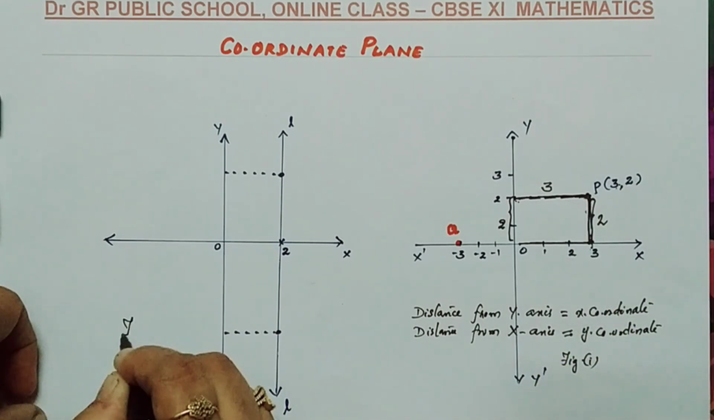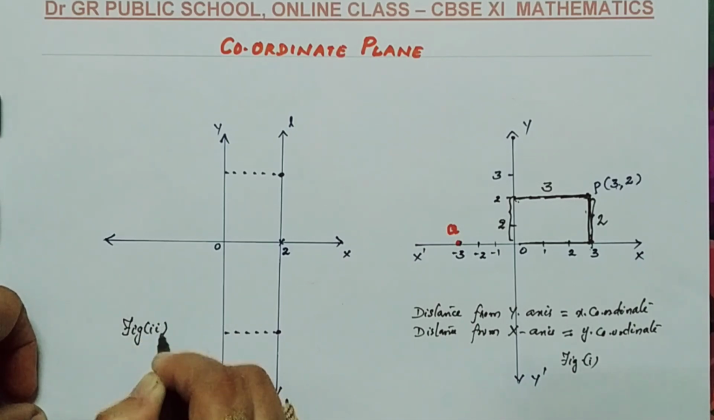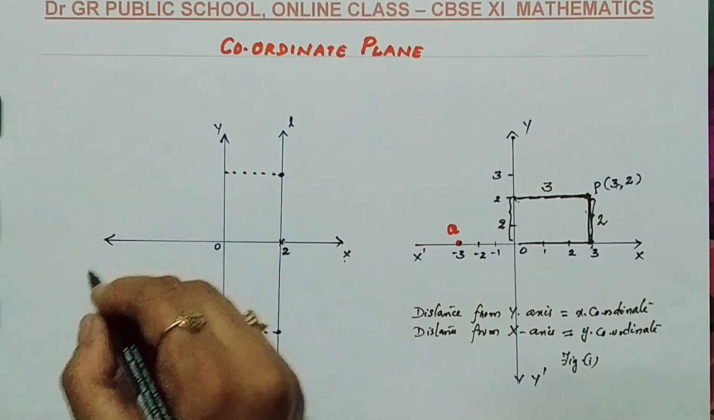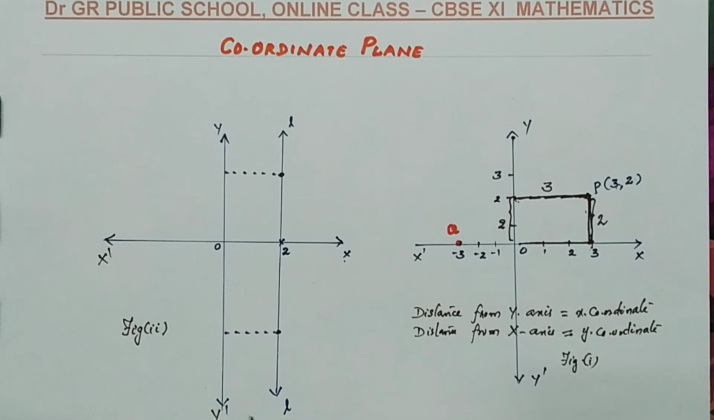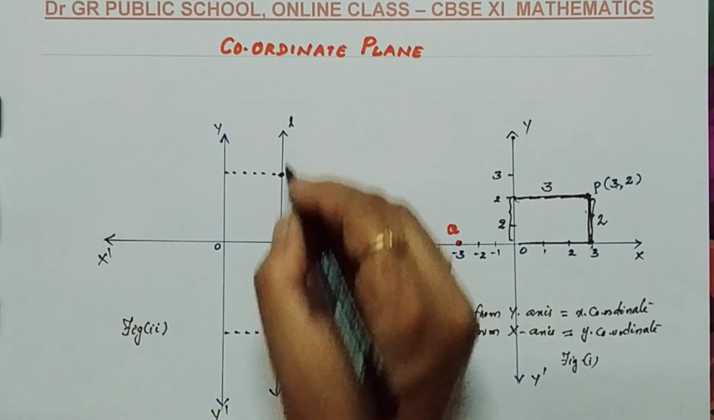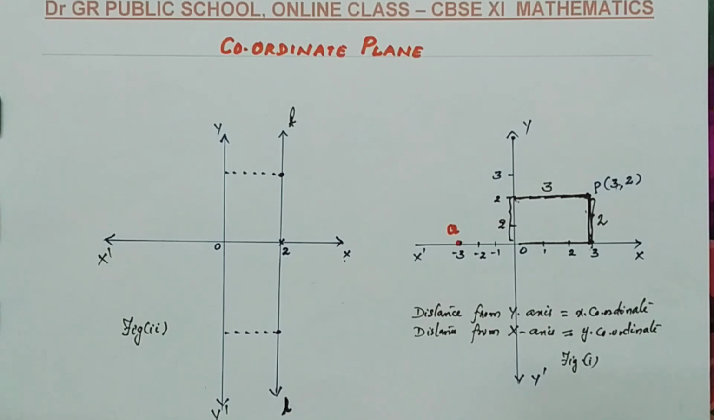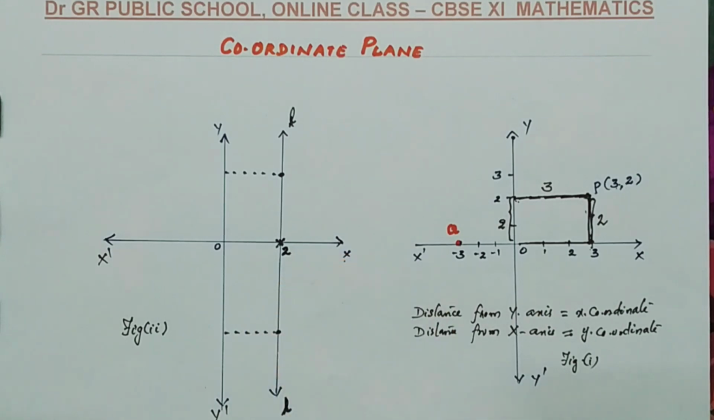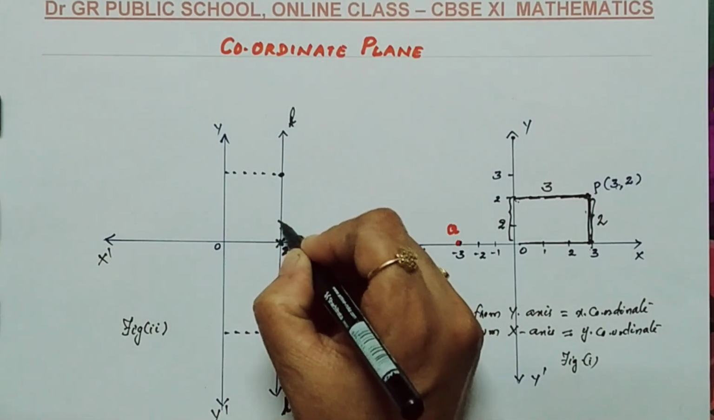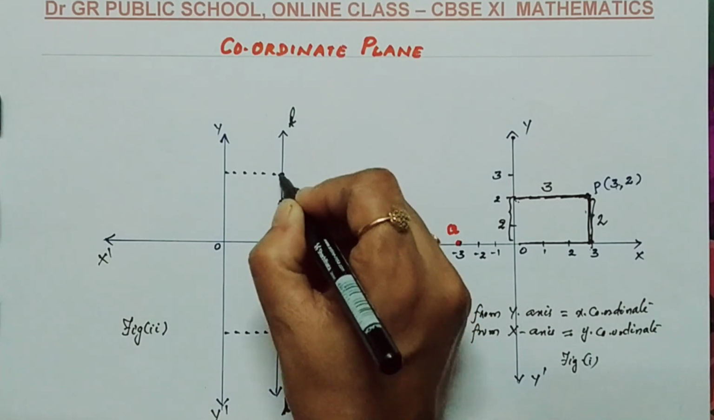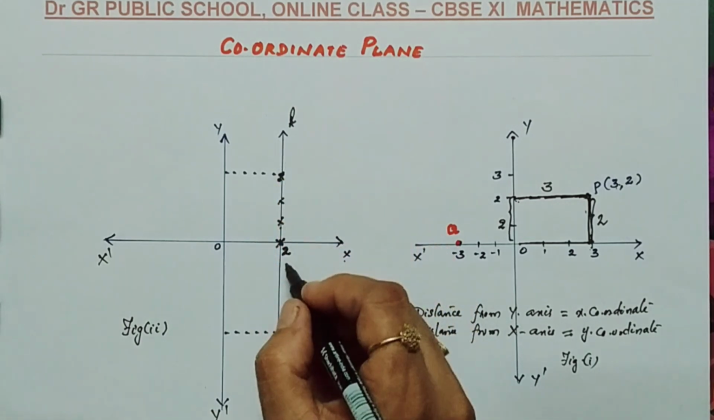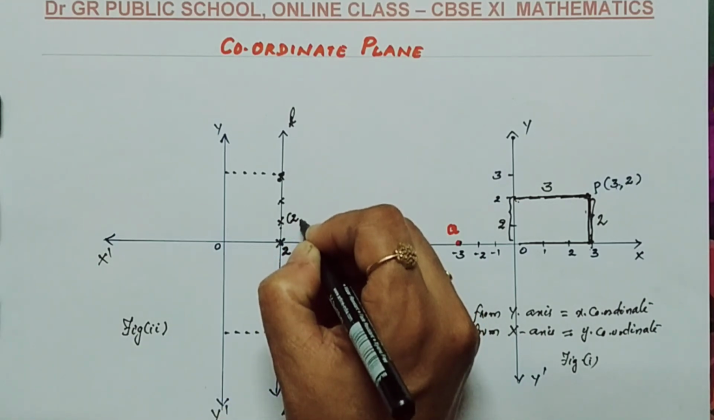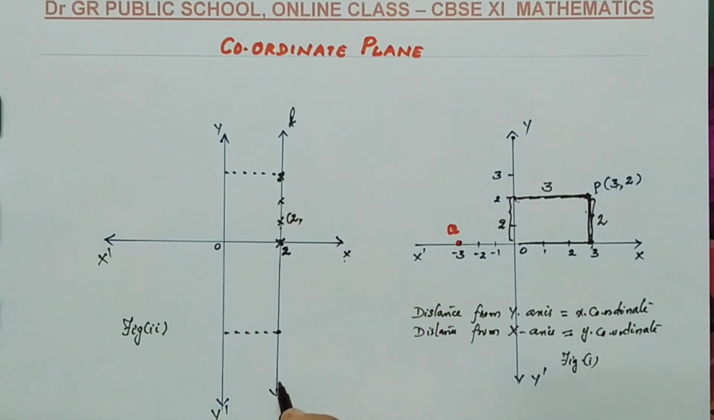Come to figure 2. A very important concept we need to discuss here. Here, XOX dash and YOY dash be the x and y axes. Consider a line L which passes through the point 2 on the x-axis. You know that every point on this line has the x coordinate 2. You don't know about the y coordinate, but the x coordinate clearly we can say that it is 2. Why? Because it passes through 2 on the x-axis.